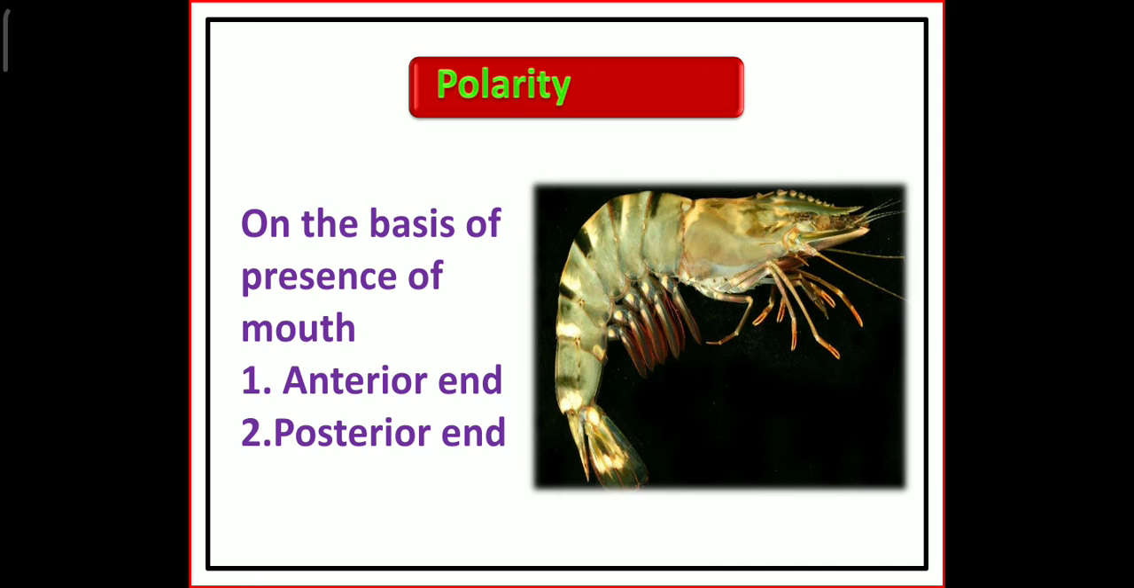Now the polarity. The polarization of the body parts of an animal on the basis of mouth and head position is called polarity. The end of the body which bears the head is called the anterior end, and the opposite one is called the posterior end. Similarly, the end with the mouth is the oral end and the opposite is the aboral end.